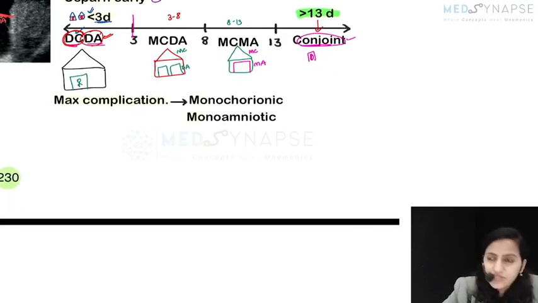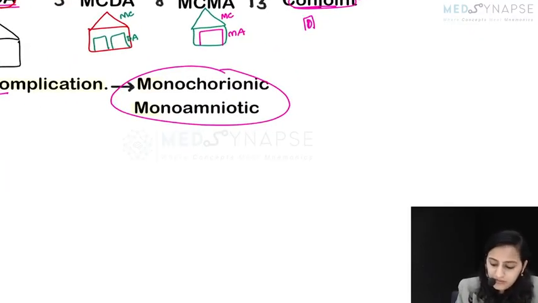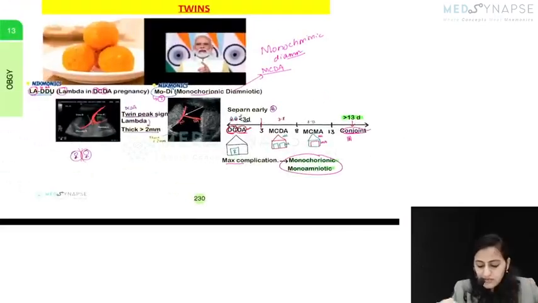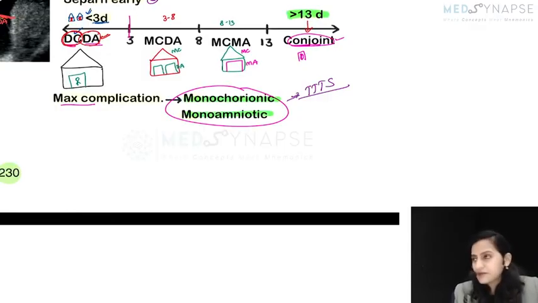Maximum complications out of DCDA, MCDA, MCMA is monochorionic, monoamniotic. जितना attachment, जितना closeness ज्यादा, उतने ज्यादा complications. Right, so MCMA has maximum complications like twin to twin transfusion syndrome.